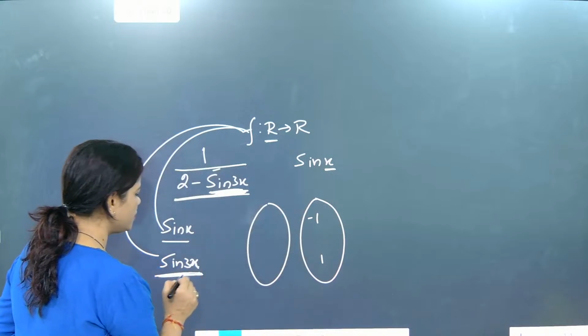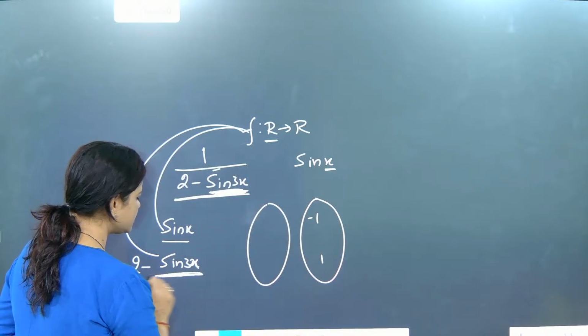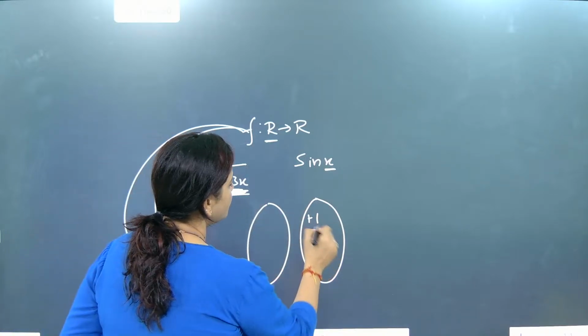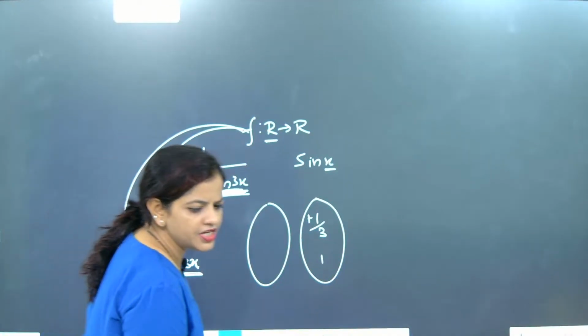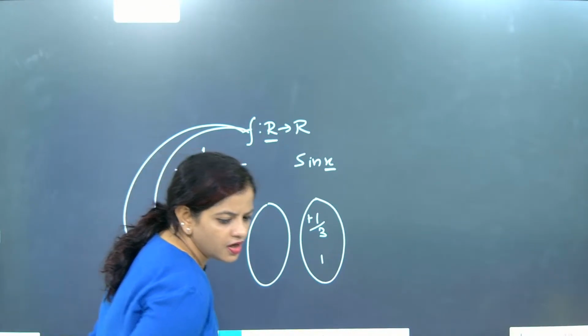But for this situation, that is 2 minus sin 3x, our range will become 1 by 3 to 1. Our range will become 1 by 3 to 1.